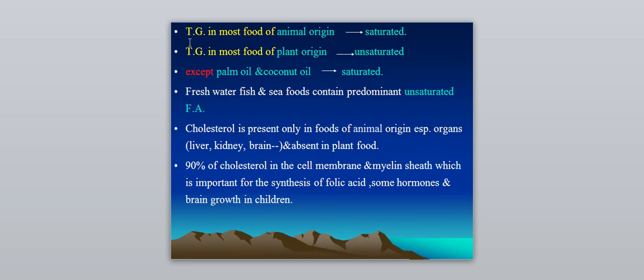Triglyceride in most food of animal origin is usually saturated, while triglyceride in most food of plant origin is unsaturated, except palm oil and coconut oil. They are saturated, as in animal origin food. Freshwater fish and seafood contain predominantly unsaturated fatty acid, so it is a preferable type of food. The saturated is not the preferable one. We prefer the unsaturated fat.